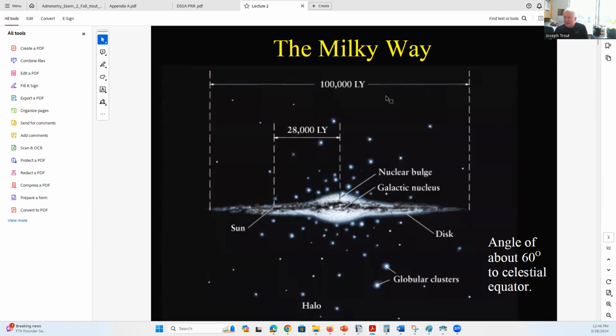If we look at the center of the galaxy, our sun is about 28,000 light years away from the center of our galaxy. And there's this disk that we talk about and this nuclear bulge. There's an angle of about 60 degrees to the celestial equator. So it's tilted a little bit.